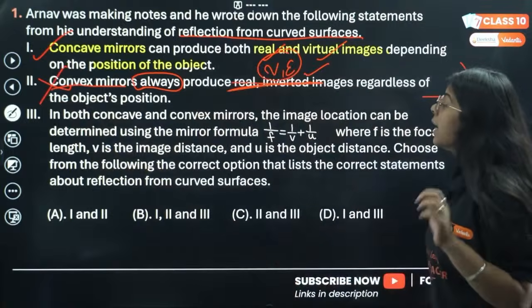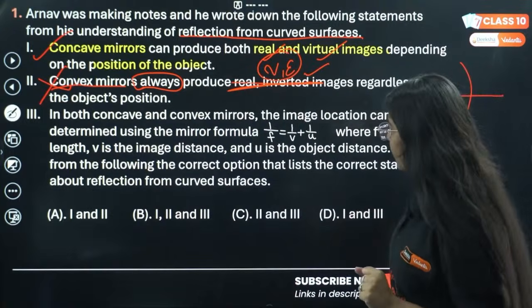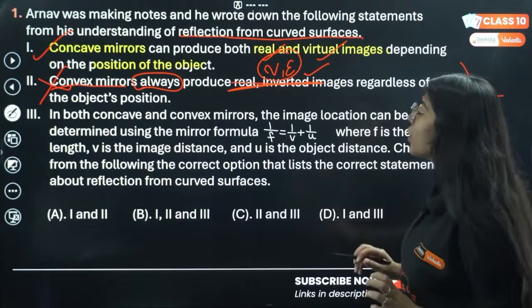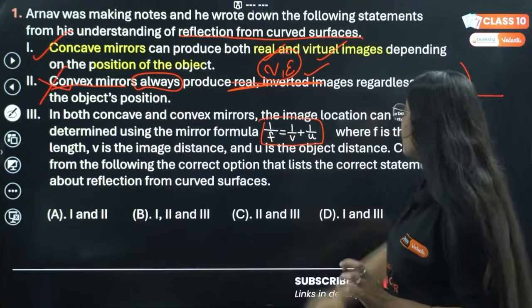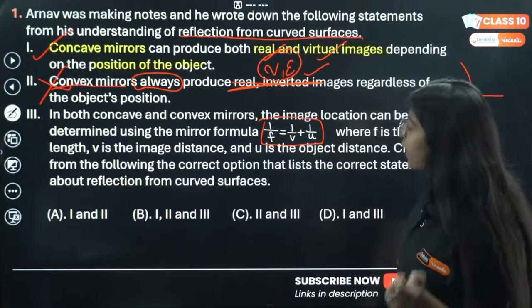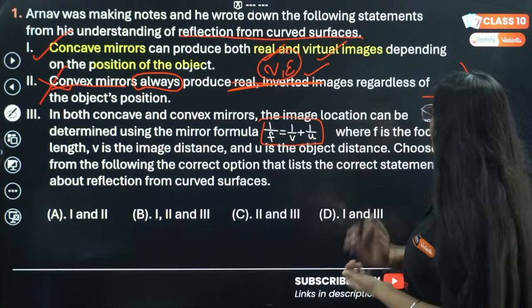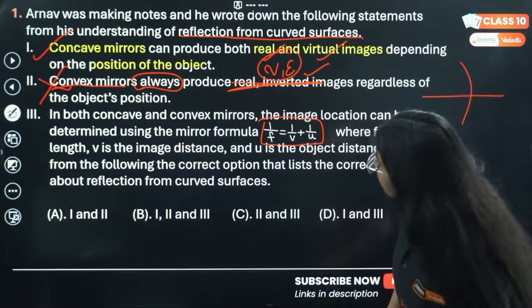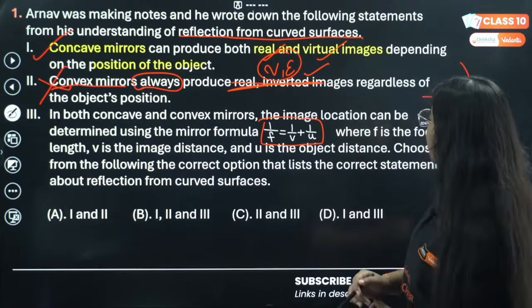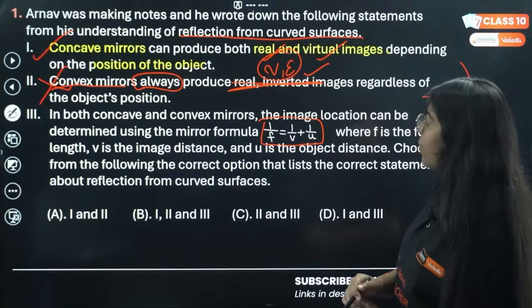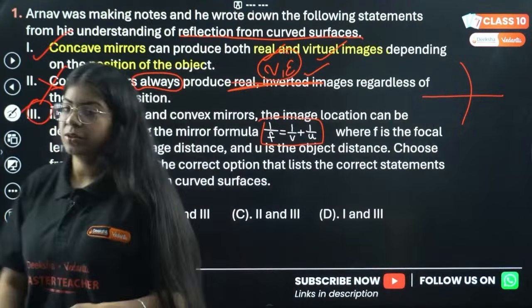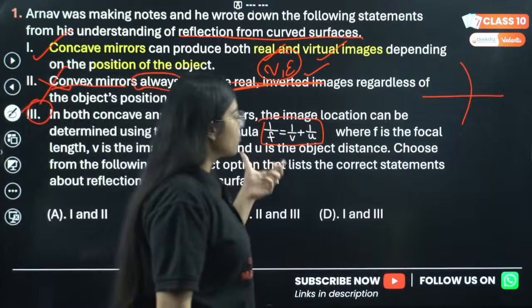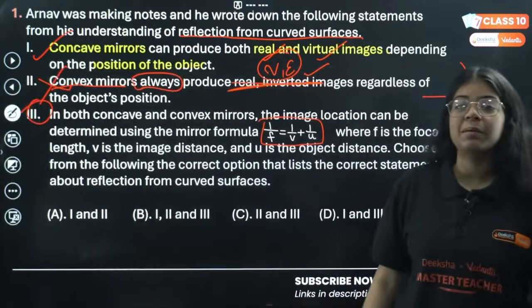Third says, in both concave and convex mirror, the image location can be determined using the mirror formula, where f is the focal length, v is the image distance, u is the object distance. Choose from the following the correct option that lists the correct statement about reflection from curved surface. Now tell me if the third is correct or not. Is this formula correct? 1 by f equals 1 by v plus 1 by u.